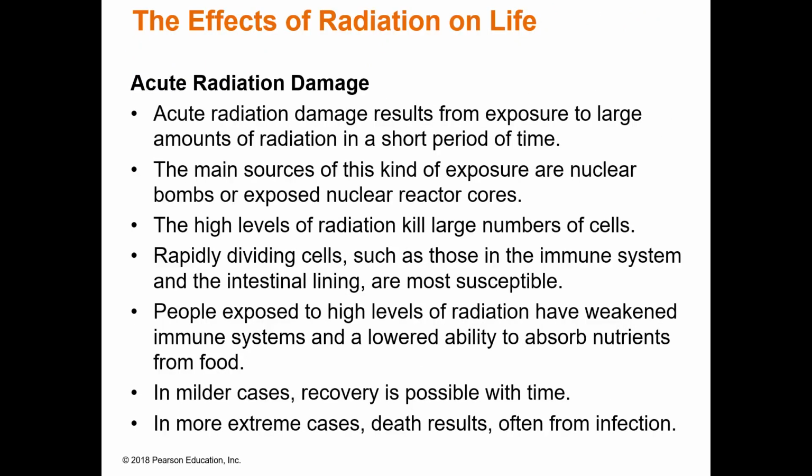Now let's talk about how radiation affects the body. Acute radiation damage happens when someone is exposed to a large dose of radiation all at once, like during a nuclear accident or bomb. The most vulnerable cells are the ones that divide quickly, like those in your immune system, bone marrow, and intestinal lining. Symptoms include nausea, vomiting, hair loss, immune suppression, and difficulty absorbing nutrients.